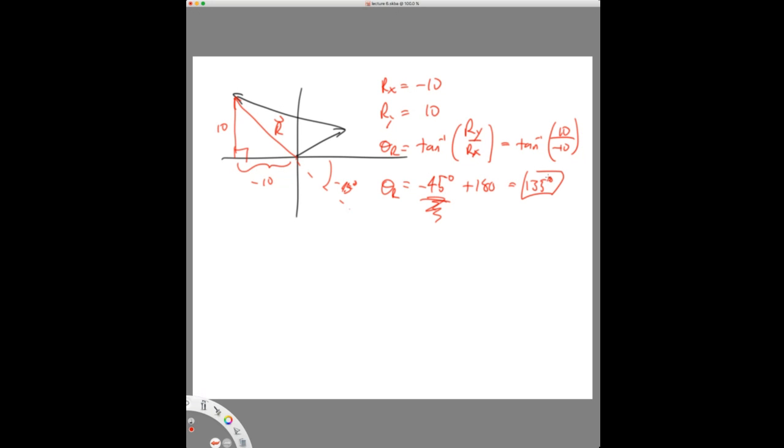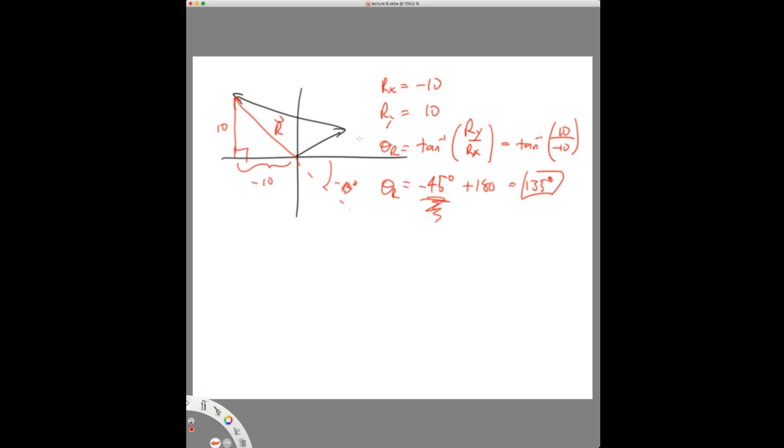And that's how you're going to do it 100% of the time for an unknown angle of a vector. If you have its x and y components and you want to find the angle, you're going to do inverse tangent of its y component over its x component. And then at the end, you just check the angle to make sure it makes sense.